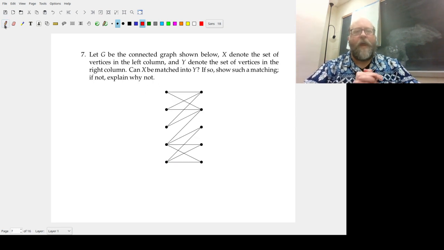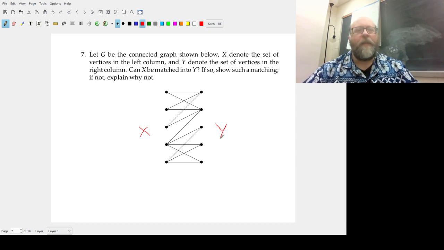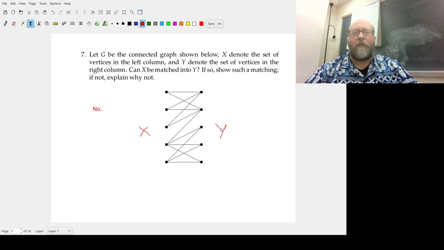Let G be this graph and X be the set of vertices denoted on the left column and Y be the vertices denoted on the right column. Is it possible to match X into Y? And the answer is no. And the question says then, if no, then explain why not.